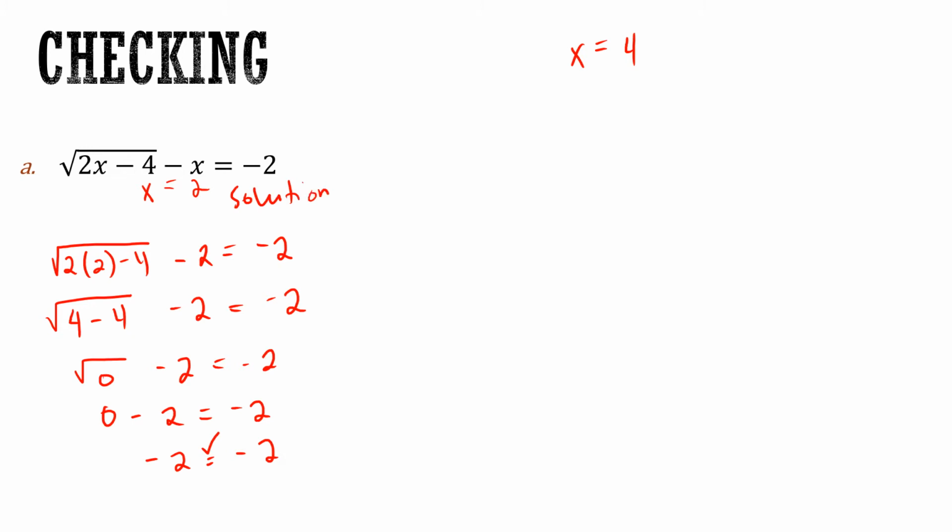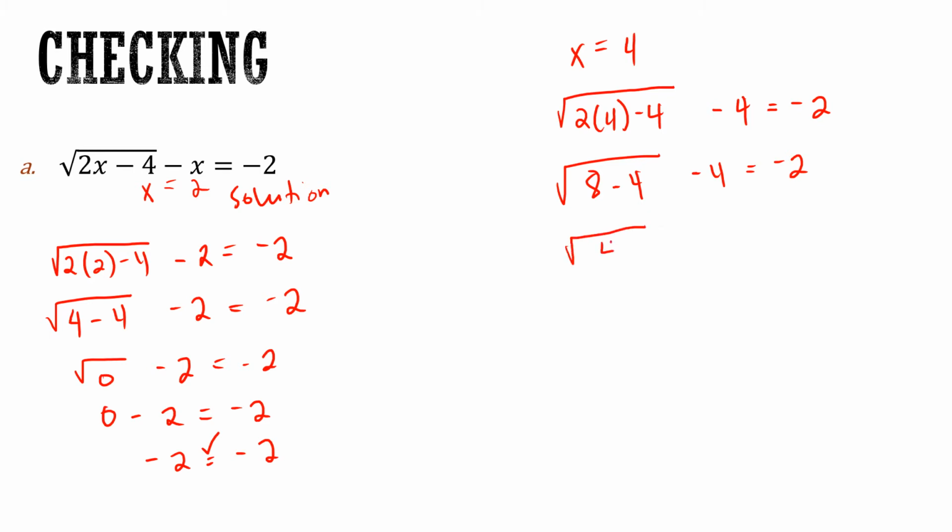Now, let's identify whether x equals 4 is also a part of the solution. So let's substitute. So we have square root of 2 times 4 minus 4 minus 4 equals negative 2. So 2 times 4 is 8. So we got square root of 8 minus 4 minus 4 equals negative 2. 8 minus 4 is 4. So we got square root of 4 minus 4 equals negative 2. Square root of 4 is 2. Then subtract 4, equals negative 2. 2 minus 4 is negative 2.